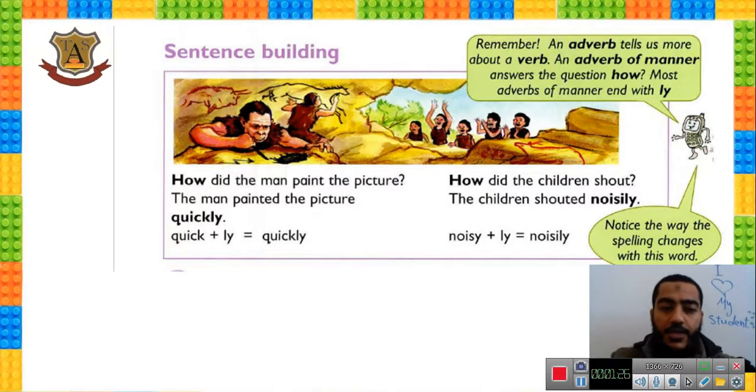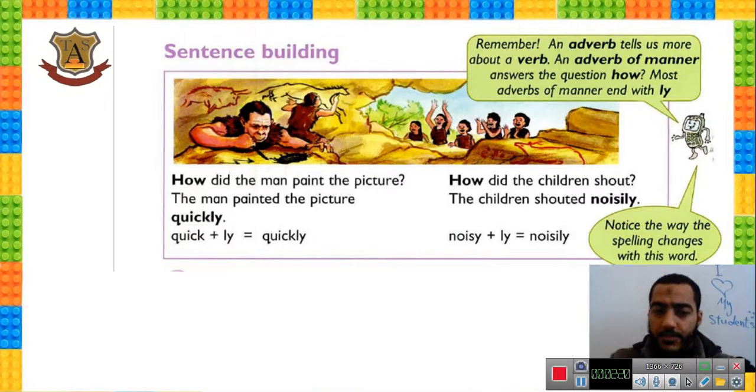Okay, so here we have quickly. It's quick plus ly. Look at the screen, look at your book. Quick plus ly becomes quickly. Noisy becomes noisily. Is noisy an adverb or adjective? Adjective. This place is noisy. I describe the place. Place is a noun, so it's an adjective. If we add ly to it, it will be noisily, and it will be an adverb. Quick is an adjective. If we add ly, it will be quickly, an adverb.